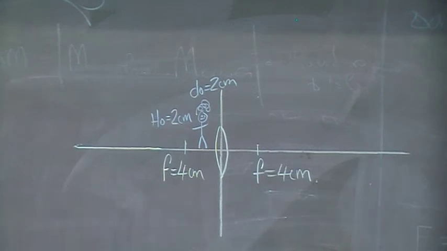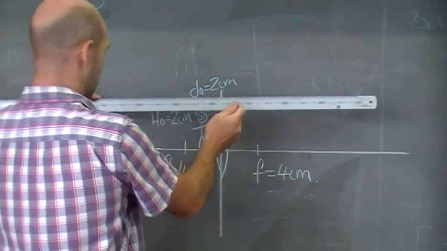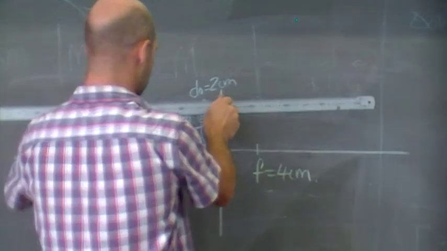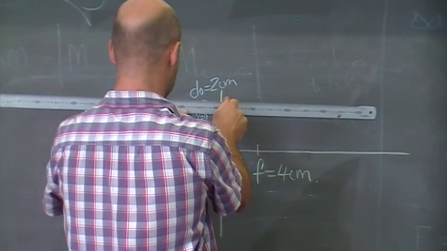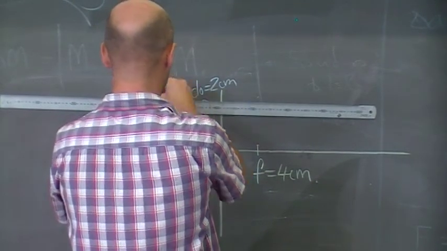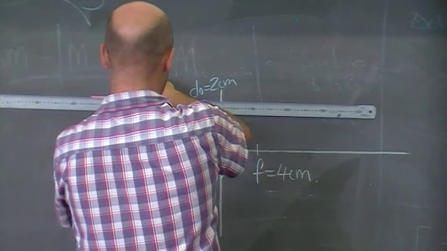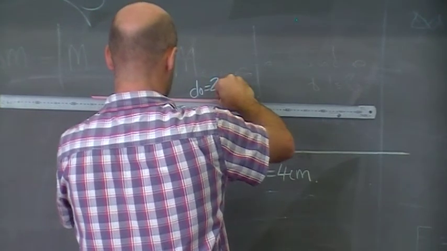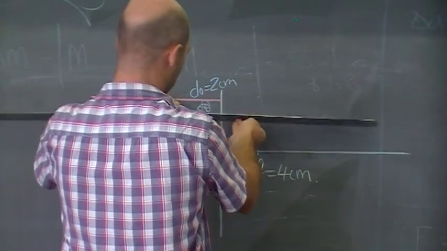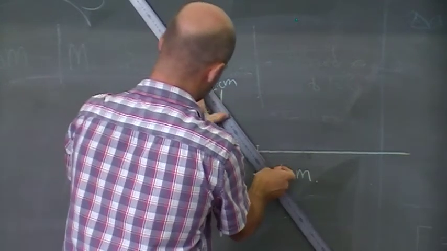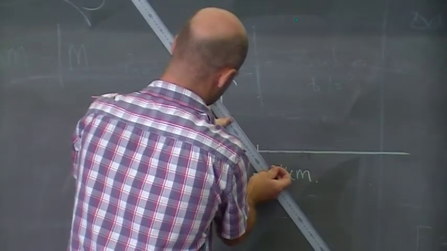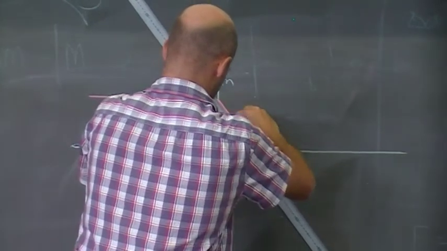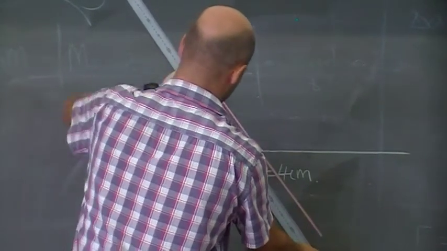So what's the first ray? Isn't it supposed to be concave? No, convex lens. What's the first ray? In parallel. And we know that any ray that goes in parallel is going to go out through the focal point on the far side. So in parallel, out through focus.